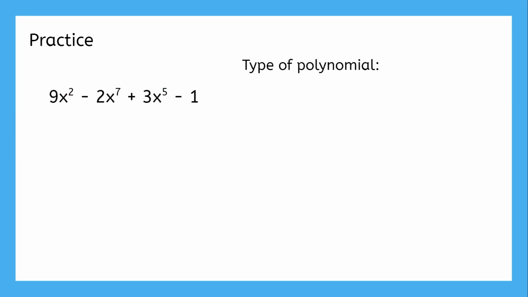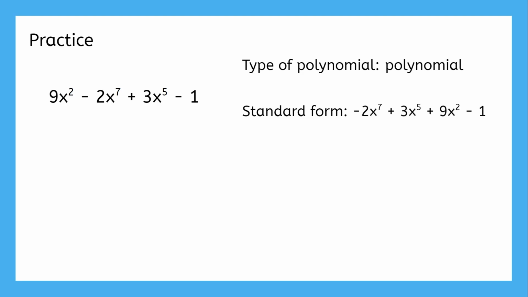Next one, what's the name of this type of polynomial? This type of polynomial is just called a polynomial. And nobody ever said mathematicians were creative. So how would we write it in standard form? In order of descending exponents. 7, 5, 2, and 9. Don't forget to keep each term's sign.